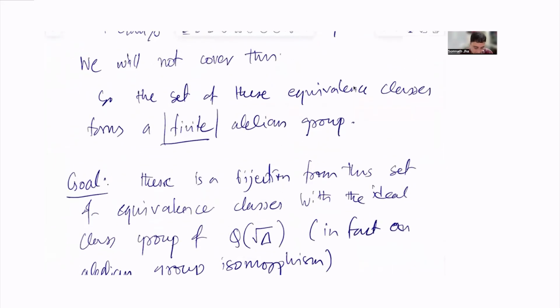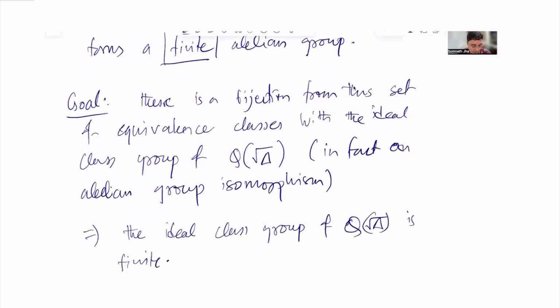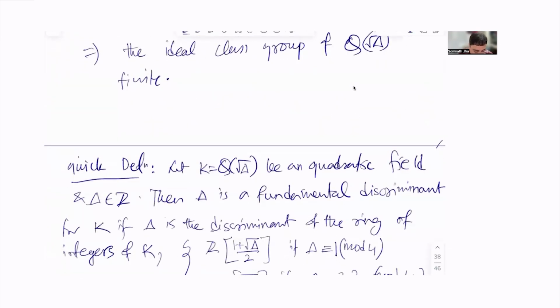The goal is to give a bijection from this set: if you start with the imaginary quadratic field, we have discussed the ideal class group, and there's a bijection from this set of equivalence classes of binary quadratic forms of discriminant delta, where your imaginary quadratic field is Q(root delta). So the class number is finite and equal to the number of reduced binary quadratic forms. In fact, it's a group isomorphism, but we are not going to discuss it.